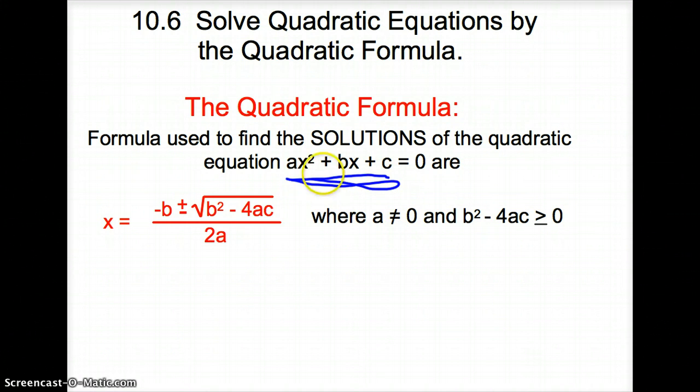We have seen this equation many times, and the quadratic formula is this one in the red, where these letters correspond to the letters in the quadratic equation. Here a cannot be 0, because if a was 0, we wouldn't have a quadratic equation, and b squared minus 4ac has to be greater than or equal to 0, and you'll see why in a little bit.